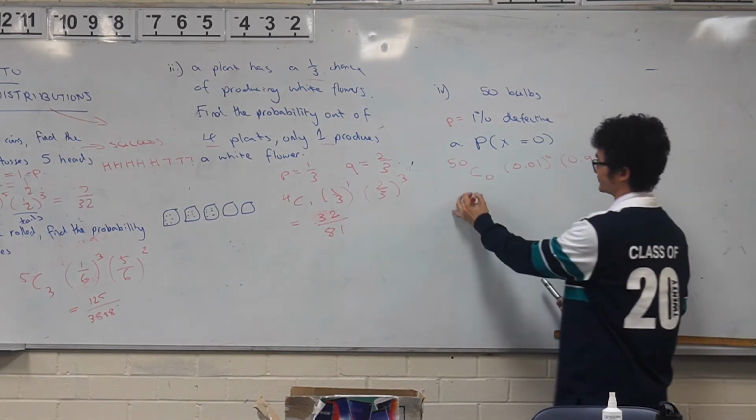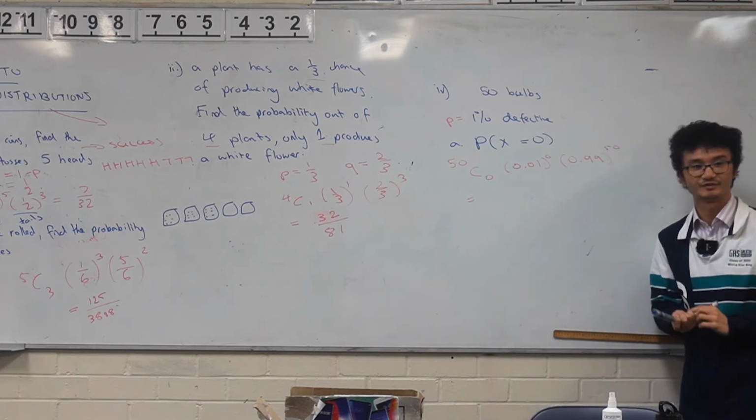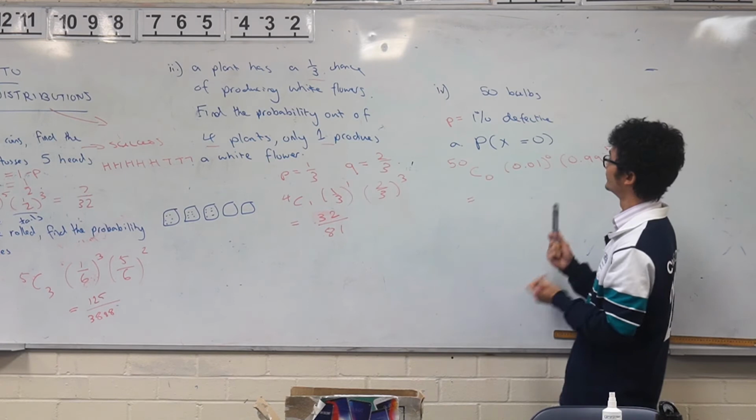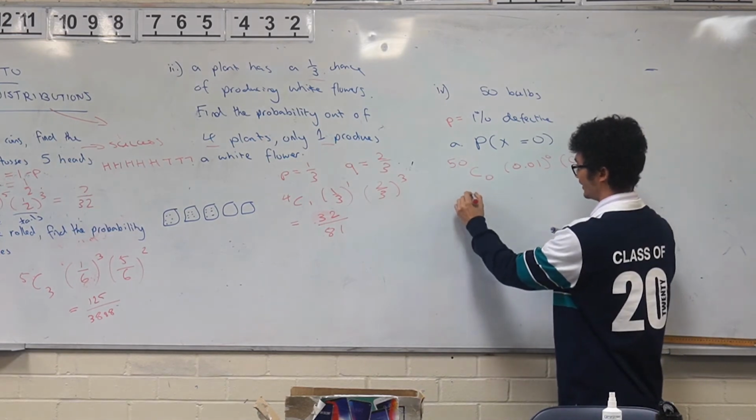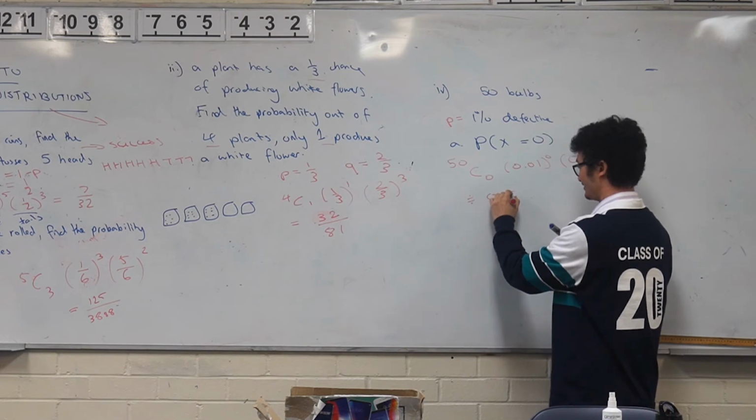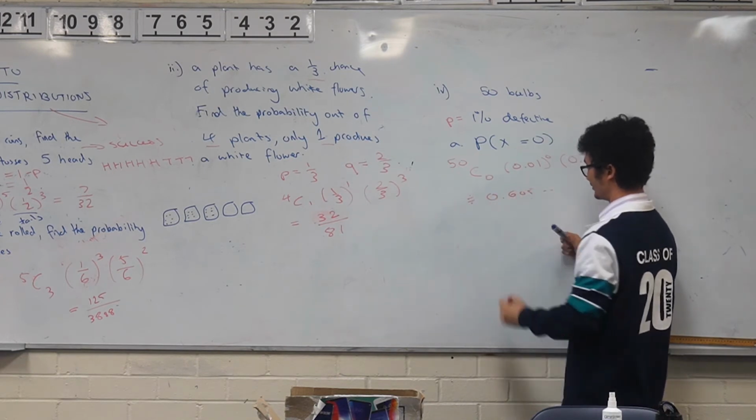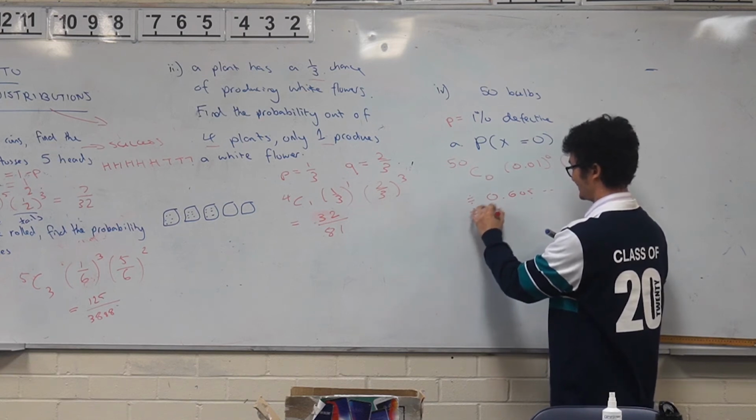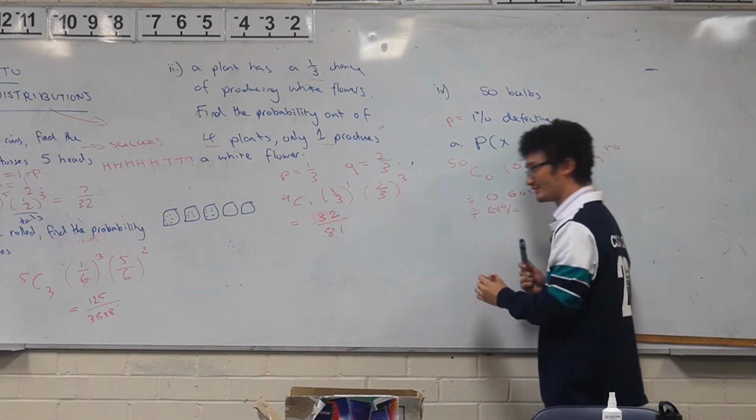Okay, that's my first one. What did you get for that? 60%? Roughly. 0.605. Well, 61%. Yeah, okay, I said roughly.